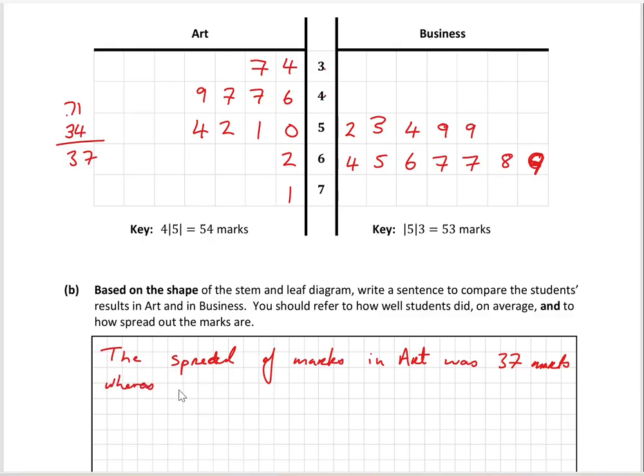Whereas the spread in business was, let's have a look at it, 69 take away 52. So the spread there was only 17, was 17 marks. Okay, so they're closer together in performance for business, obviously, right?